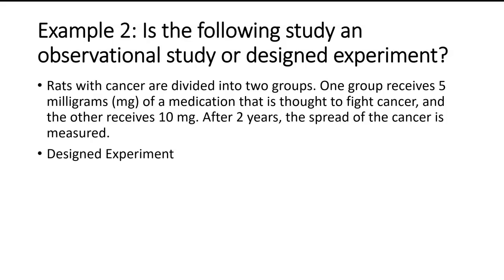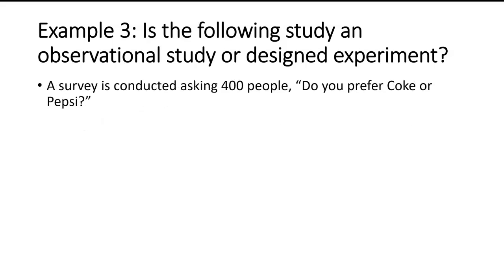If you said designed experiment, you are correct. And it is a designed experiment. So the hint in the first is it was divided into 2 groups. And then you're giving the participants something. You're giving one group 5 milligrams of medication. You're giving another group 10 milligrams of medication. And then you're seeing how that affects the spread of the cancer. All right. And this is another reason why sometimes you have to do observational studies, because experiments aren't always ethical. So this experiment is done with rats, but it wouldn't be ethical to do this experiment on people. So sometimes observational studies work better because the experiment would not be ethical.